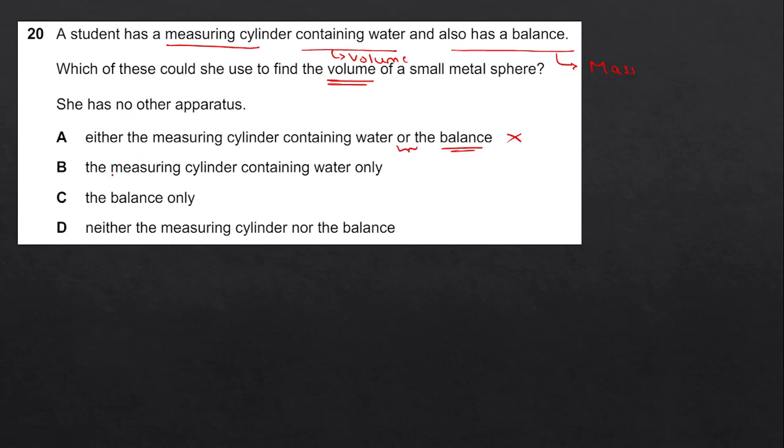Let's look at the second option, the measuring cylinder containing water only. That is the correct answer. Let's look at the third and fourth one, balance only. That is incorrect. Neither measuring cylinder nor the balance. That's also incorrect. So the correct option is option B.